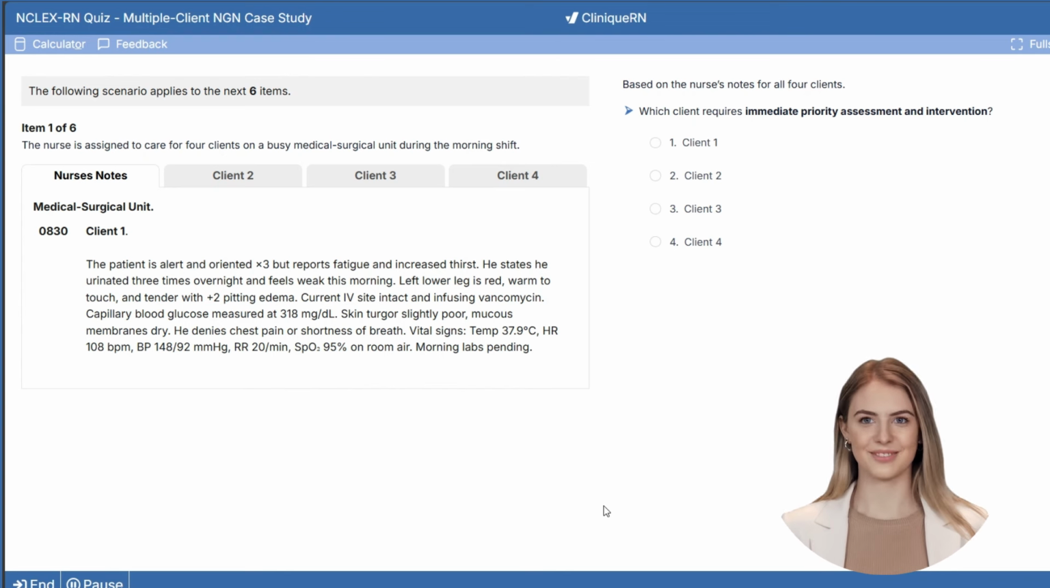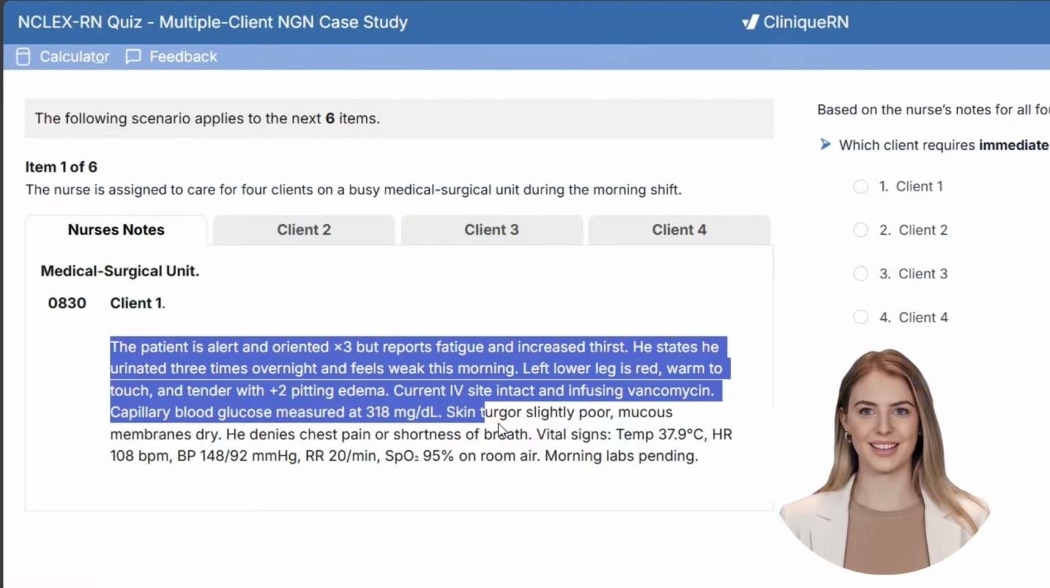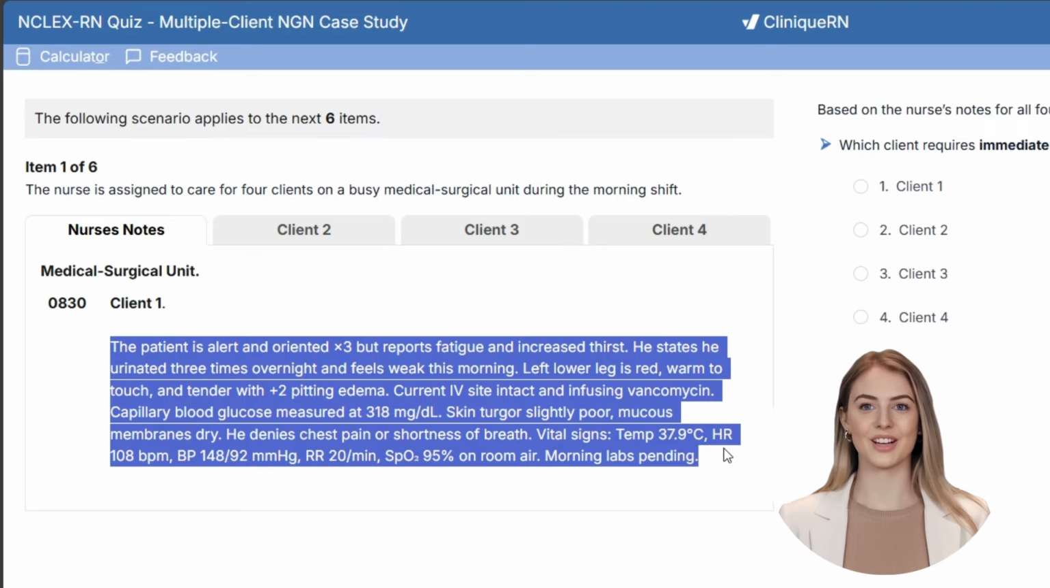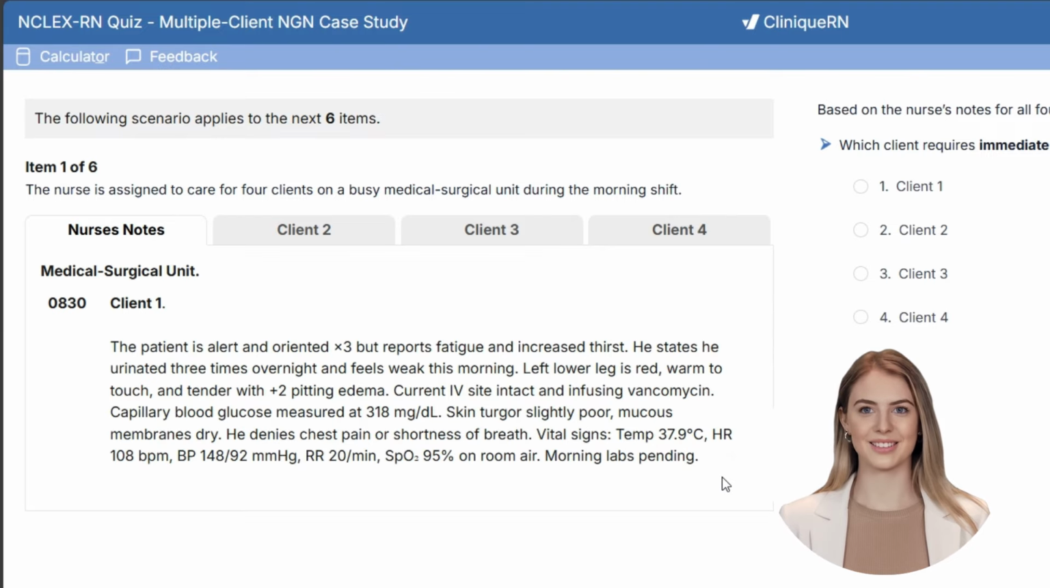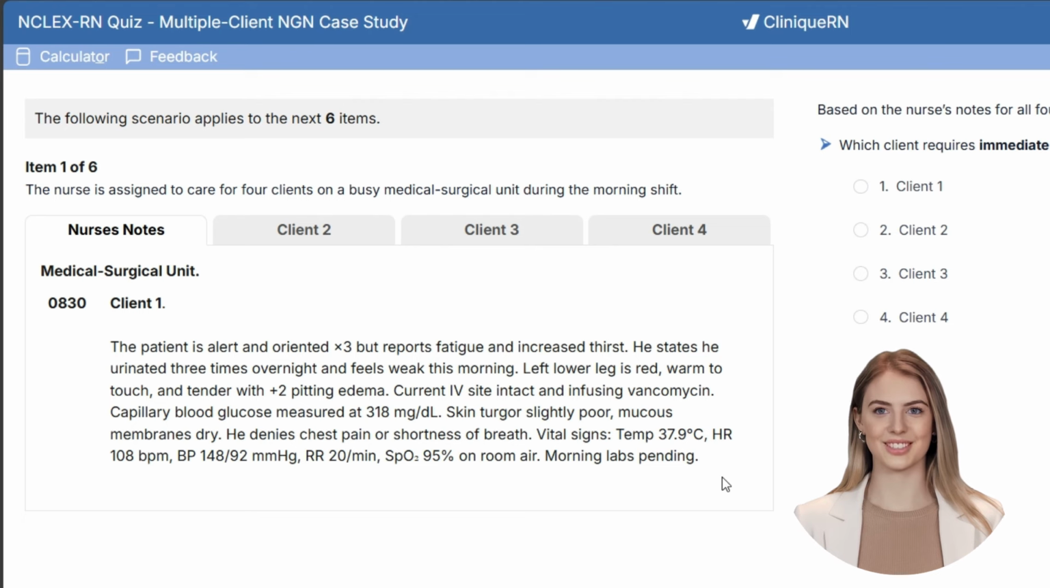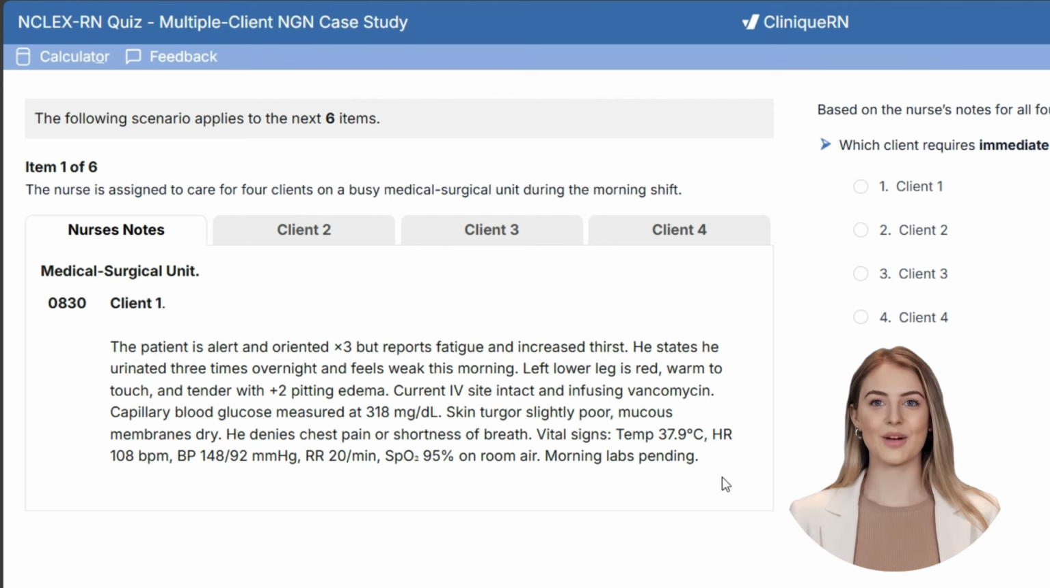Let's dive in. For the first question, we'll look at the various data points provided, just like in the case study scenarios on the NGN. These data points help us figure out what's important, what's not, and how to make the right nursing judgment. Take your pen and paper, write down all the data points. We'll be using them to answer every question that follows. Each one matters, so don't skip this part.